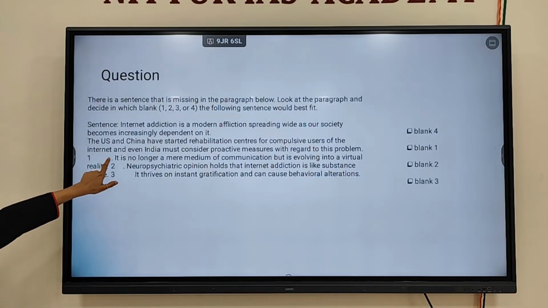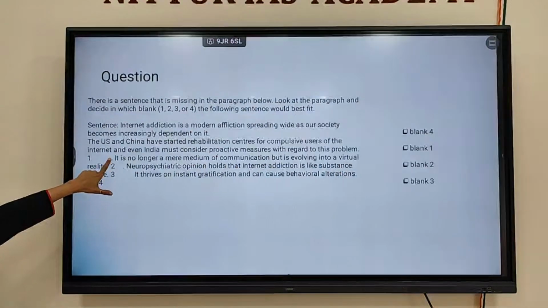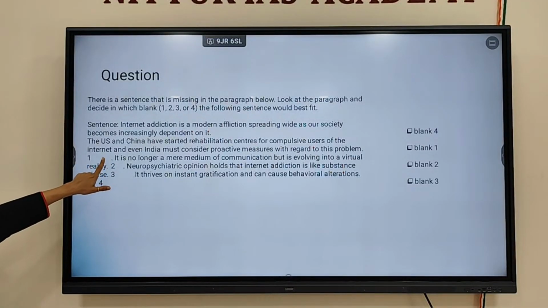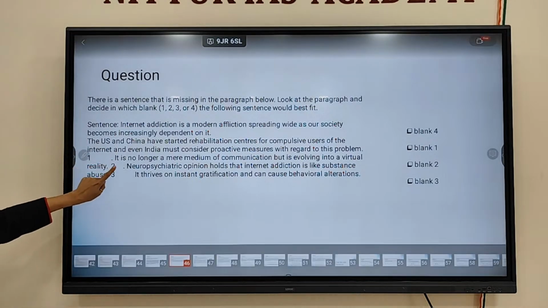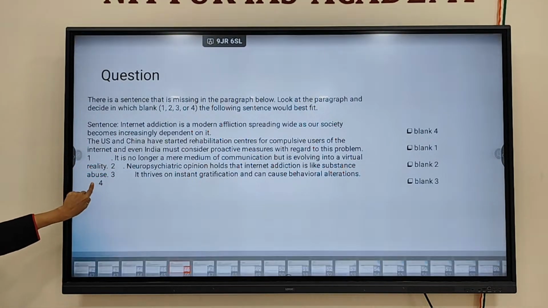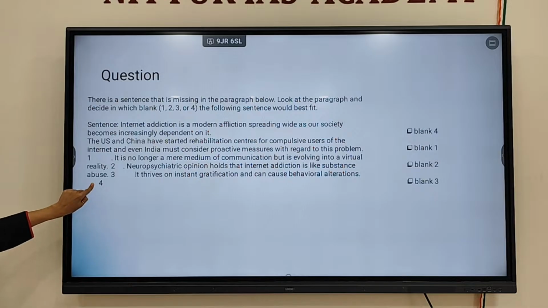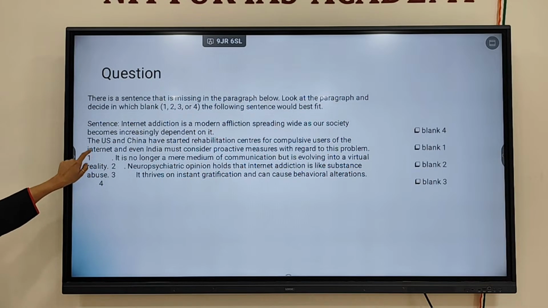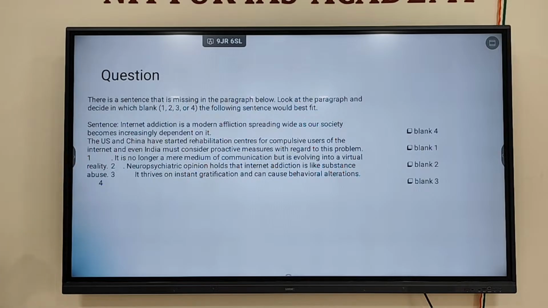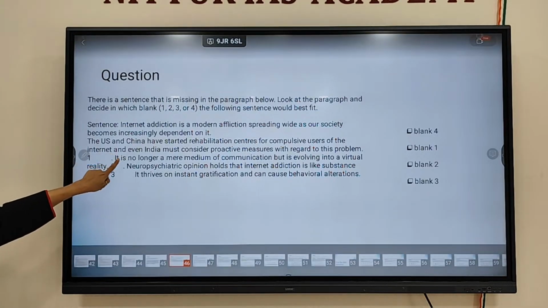So this is the first one: it's no longer a medium of communication, but is evolving into a virtual reality. Neuropsychiatric opinion holds that internet addiction is like substance abuse. No. This is the first one, this is the second, this is the third, and this is the fourth sentence. This is one, the US and China. And then this is second.